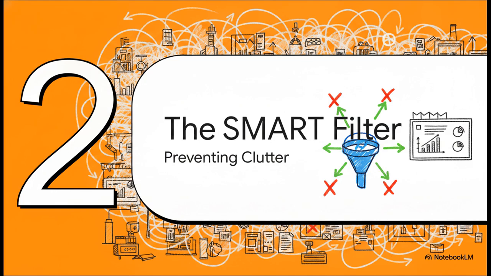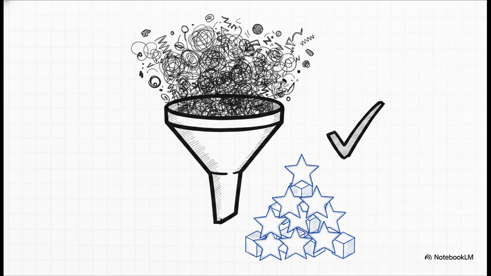Moving right along to Section 2, the SMART filter, and how we prevent dashboard clutter. Before we start tracking every single little behavior on the factory floor, we need a mechanism to keep things focused so our huddle boards don't just turn into unusable messes. To do this, every single metric, especially our behavioral KPIs, must pass the SMART filter.